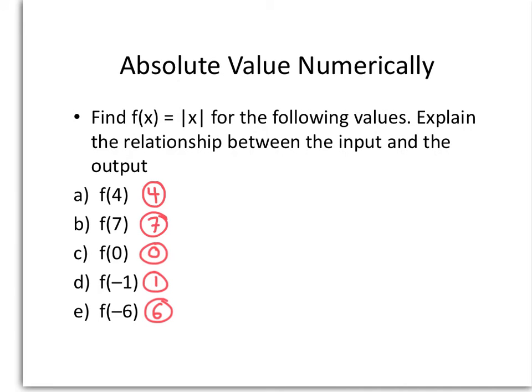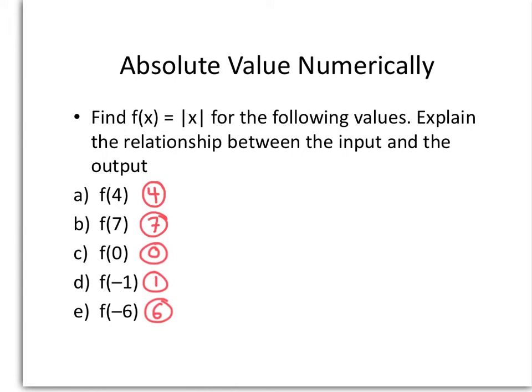So as you can see, absolute value of 4 is 4, absolute value of 7 is 7, absolute value of 0 is 0, absolute value of negative 1 is 1, and absolute value of negative 6 is 6.